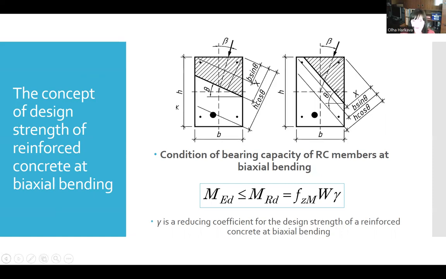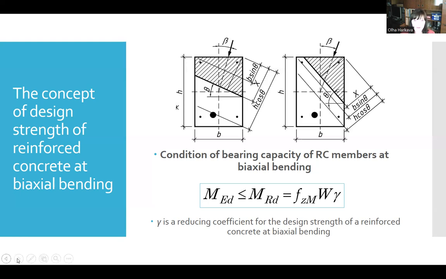Complex deformation of reinforced concrete members is widespread in the practice of operation of many building structures, wherein it may be caused by both force and random factors of constructive, technological, and operational nature. In general, it is proposed to solve the strength problem of such members using the design strengths of reinforced concrete on the basis of the presented dependence, where FZM is the design strength of reinforced concrete member at plane bending, and the coefficient gamma is a reducing coefficient for the design strength of reinforced concrete at biaxial bending.